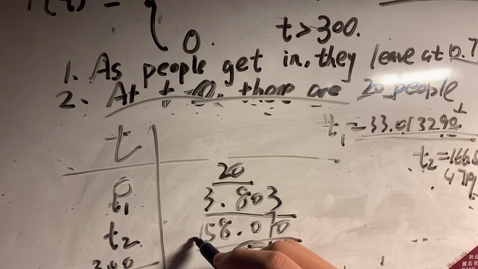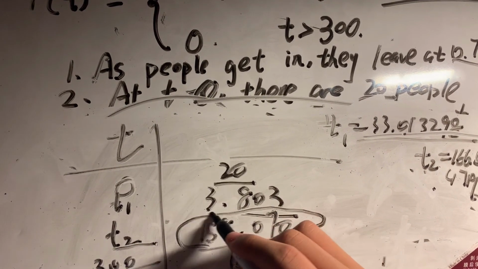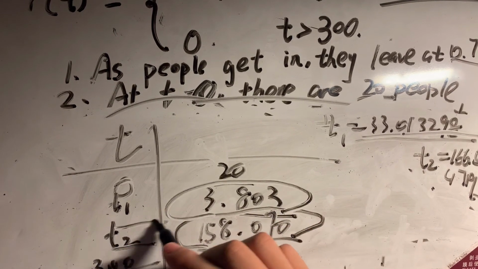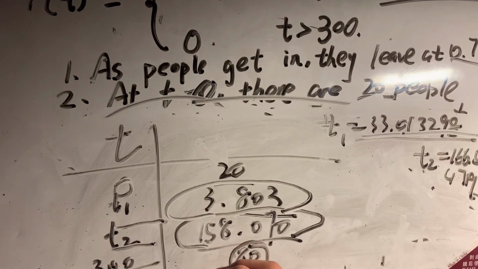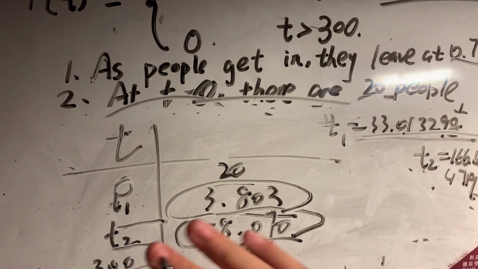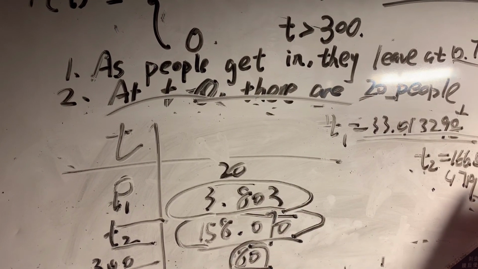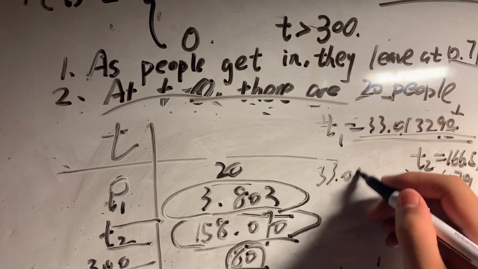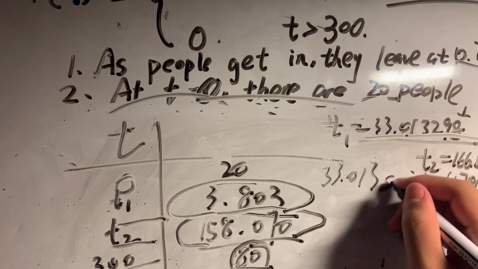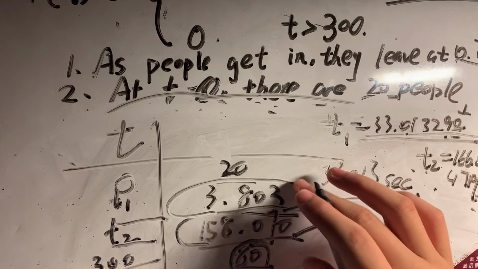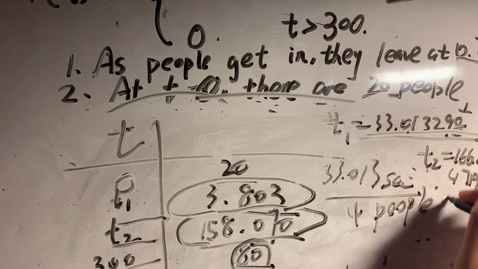So you find that the maximum is T2, and the minimum is T1. So T1 is the smallest value. Since the problem requires us to find the minimum, we can just write the answer out. At time 33.013 seconds, there are 4 people in the line, since the problem requires us to round the number of people. So we get our final answer.